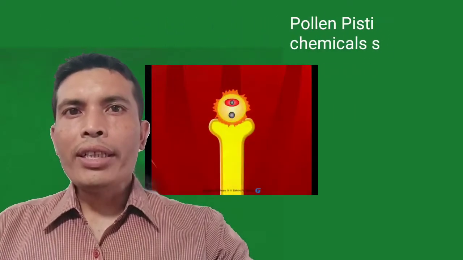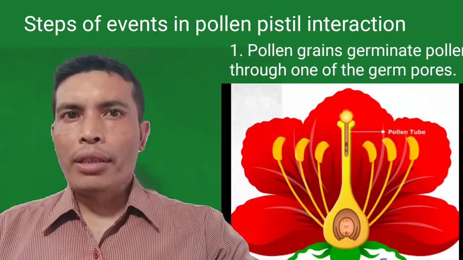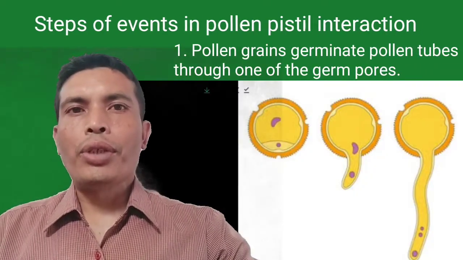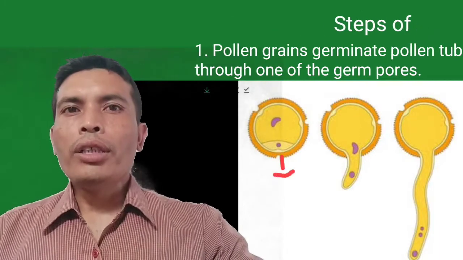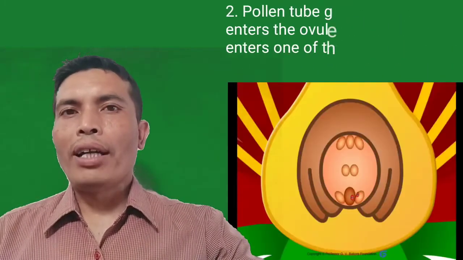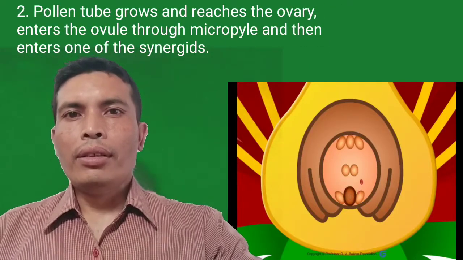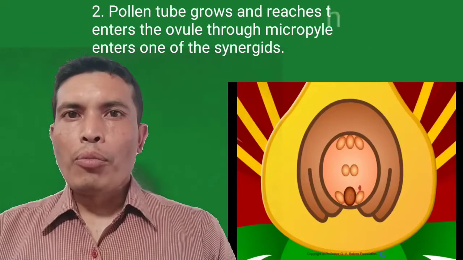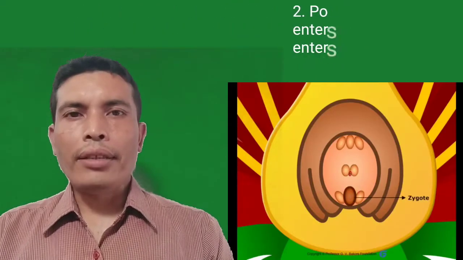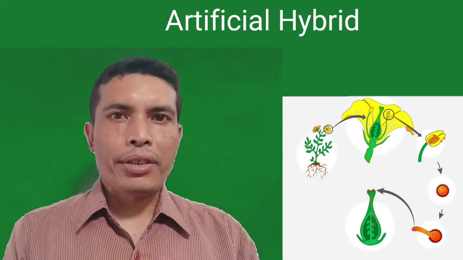Firstly, following compatible pollination, the pollen grain germinates on the stigma to produce a pollen tube. The pollen tube grows and reaches the ovary, enters the ovule through the micropyle and then enters one of the synergids. These are the steps of pollen-pistil interaction, right? Now let us know about artificial hybridization.